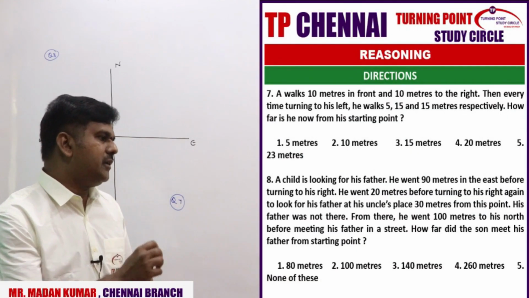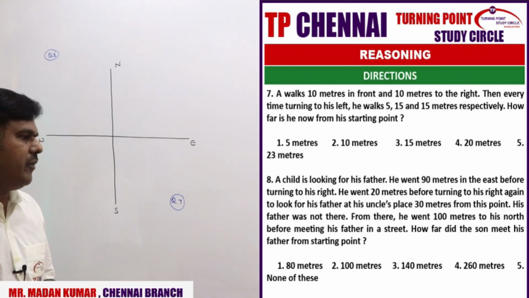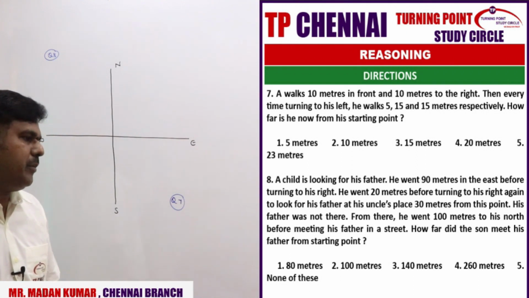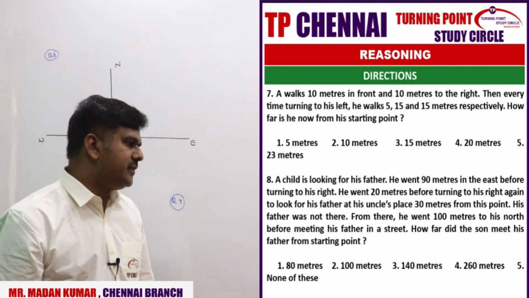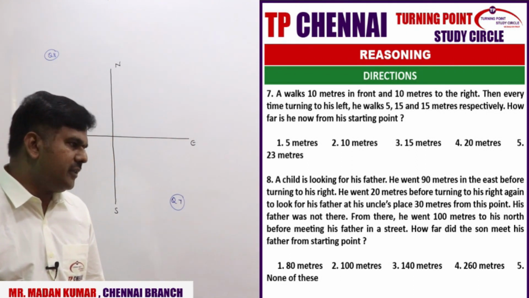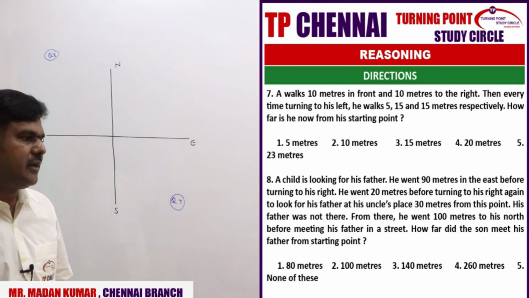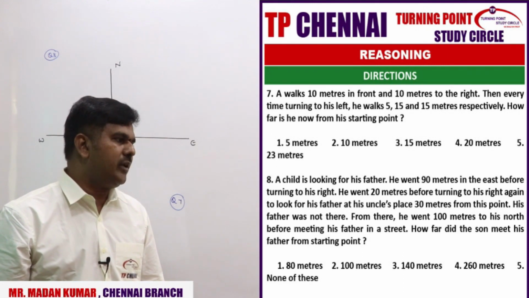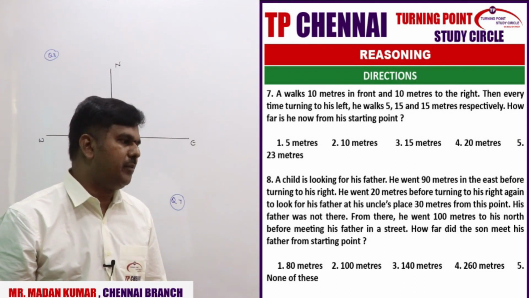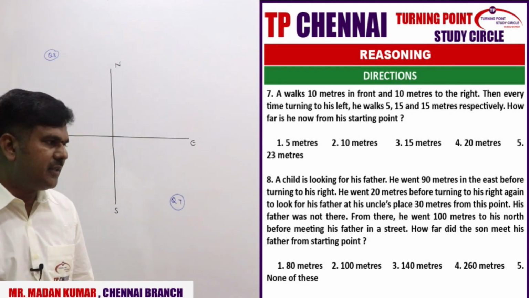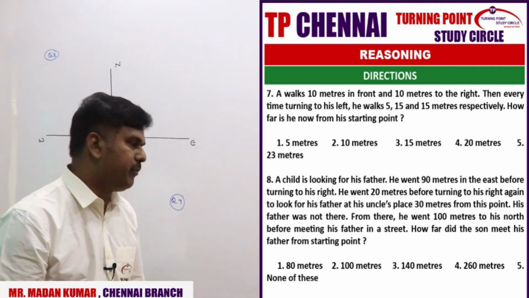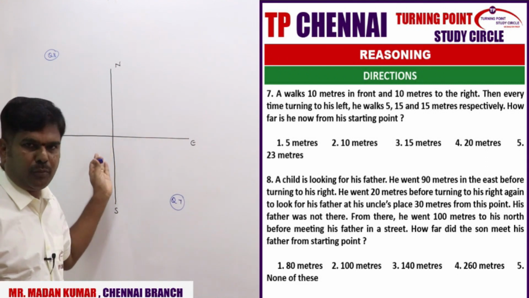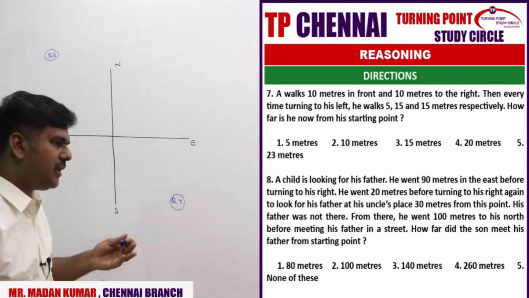A walks 10 meters in front and 10 meters to the right. Then every time turning to his left, he walks 5, 15 and 15 meters respectively. How far is he from his starting point? A walks 10 meters in front and 10 meters to the right. Then every time turning to his left, he walks 5, 15 and 15 meters respectively. How far is he now from his starting point? Clear? Directions, no need to mention, because it is clearly given.